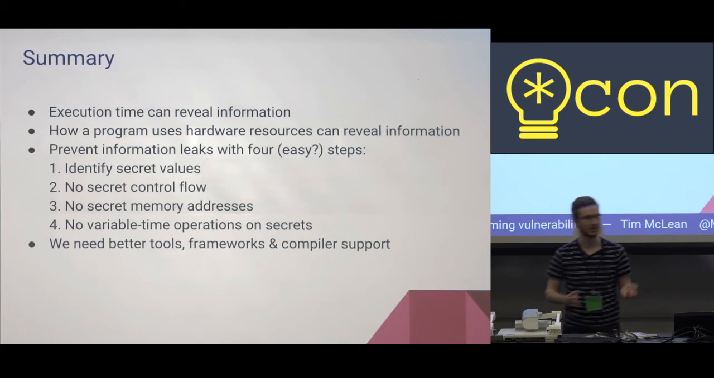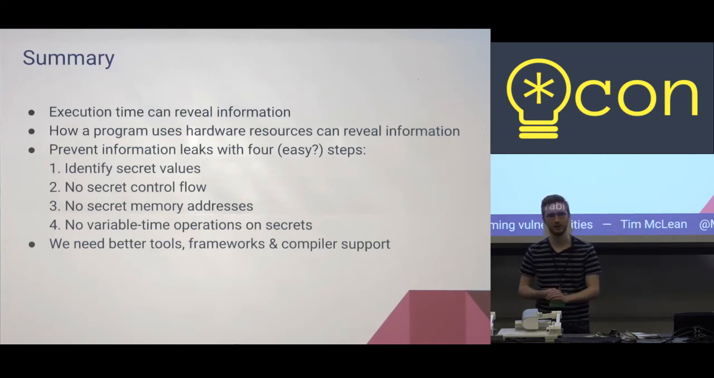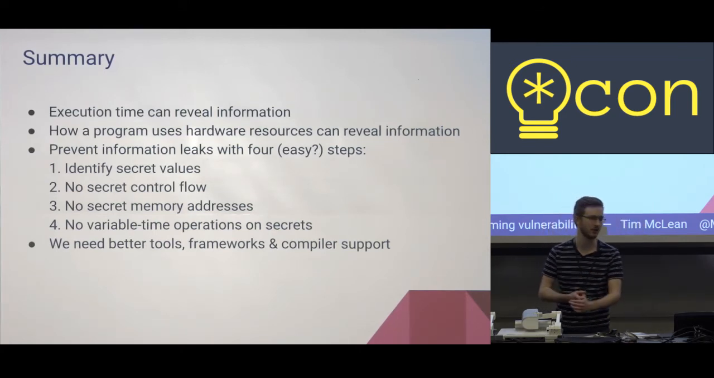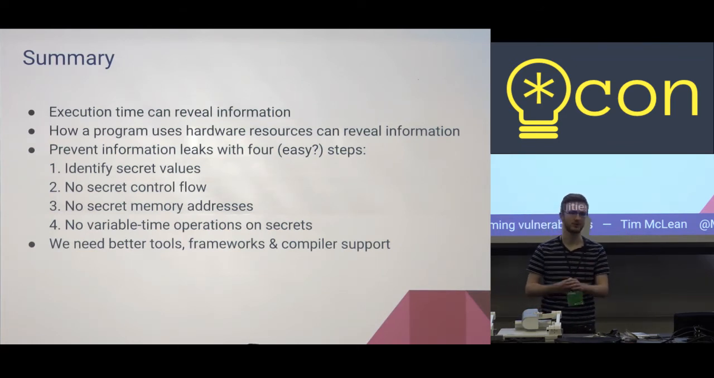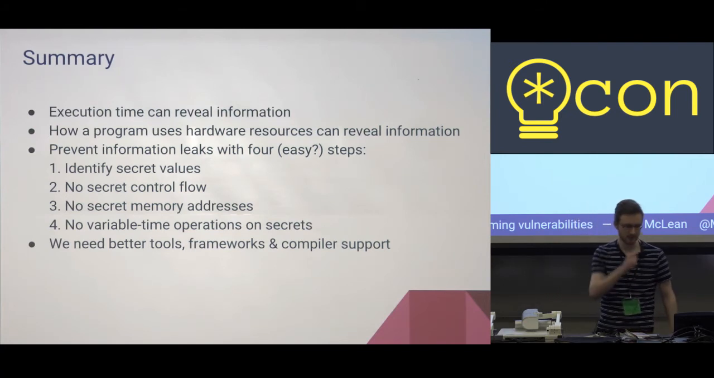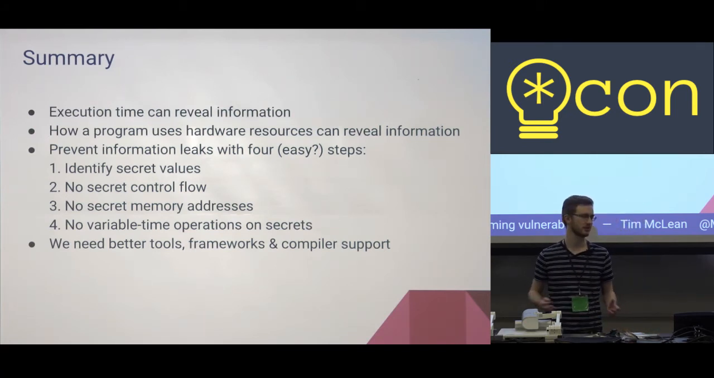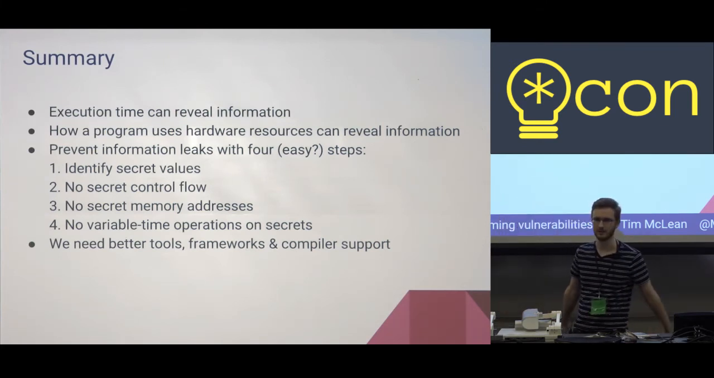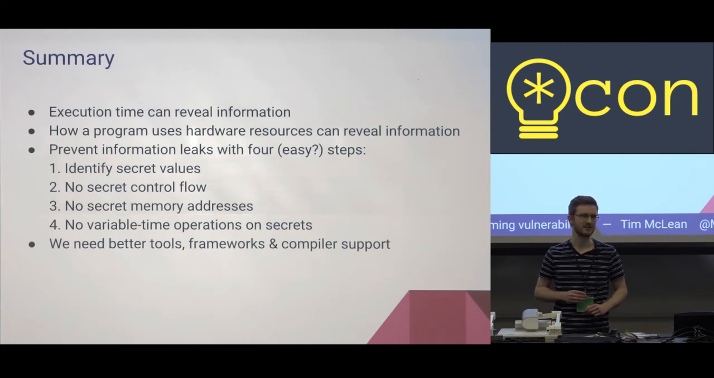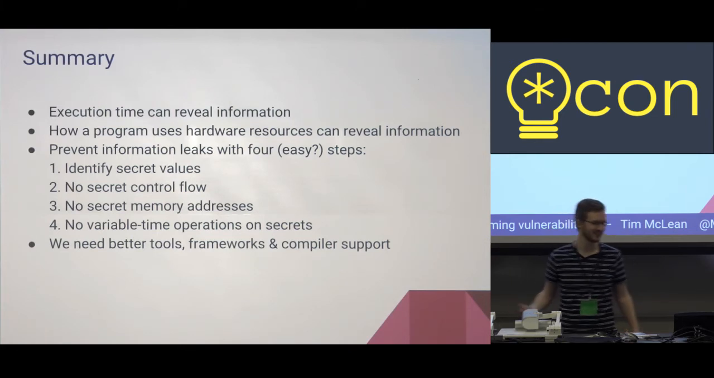So to summarize, I wanted to get across mainly 4 key points here. The first 2 are that you need to think about the execution time of your code and also your hardware resource usage, because those 2 things can reveal a lot of information that you did not think you were going to reveal. You can prevent these sorts of information leaks using these 4 steps. They're fairly straightforward. First of all, identify the secret values and then apply these 3 rules. And last of all, I think there's a lot more research that needs to go into this problem, ideally with teaching compilers to understand these issues, so that they won't add vulnerabilities back into our code, because that's a pain.